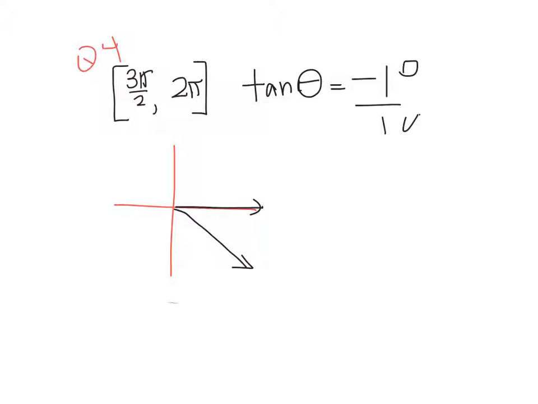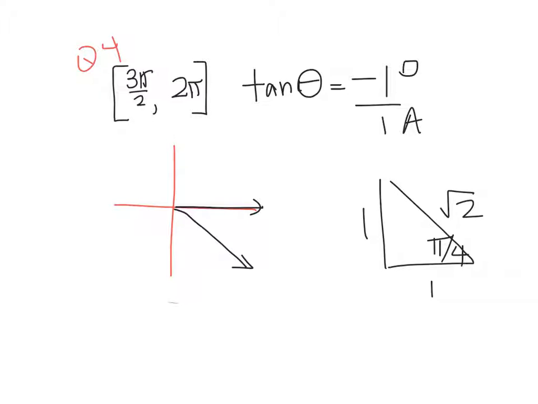Or forget the negative, it can be either way. Where the opposite is 1 and the adjacent is 1. Well, sure. That would be the pi over 4, 1, 1, square root of 2. That would have an opposite and an adjacent that was 1. So we must have discovered a pi over 4 as our reference angle.